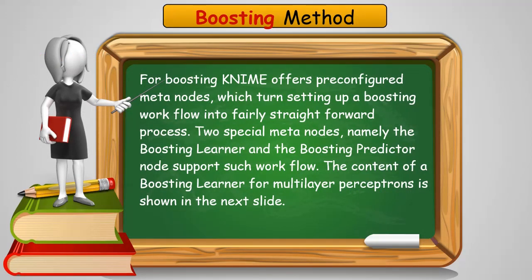For boosting, Knime offers pre-configured metanodes, which in turn set up a boosting workflow into a fairly straightforward process. The two special metanodes are the boosting learner and the boosting predictor, and they'll support this workflow. So the content of a boosting learner, for example if you're doing a multi-layer perceptron neural network, is shown on the next slide.